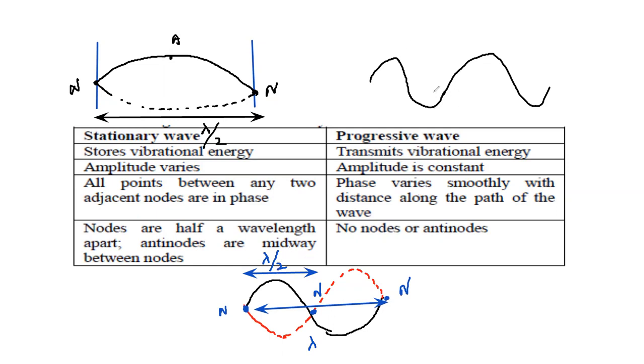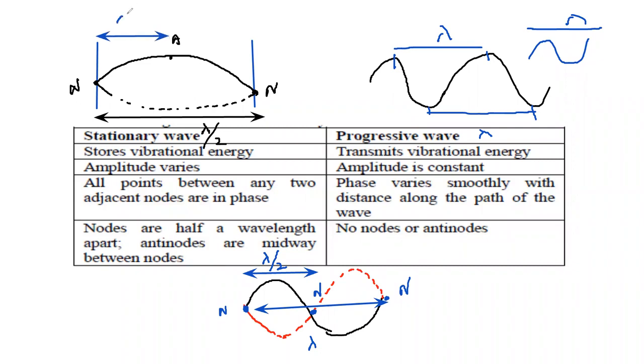But in a progressive wave, there is no antinode or node. If there are crests, the distance between two crests will be lambda, or the distance between two troughs will be lambda, one complete wavelength. But in a standing wave, the distance between two successive nodes is lambda by 2. And the distance between a node and an antinode, a quarter of the wave, will be lambda by 4. Is this concept clear?